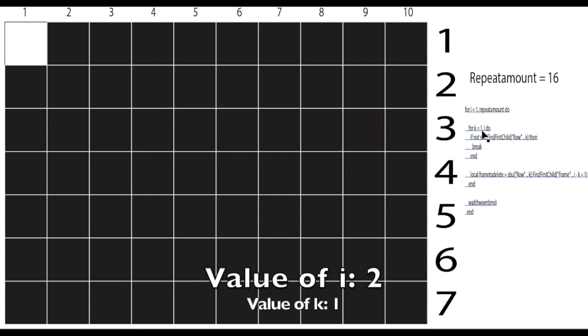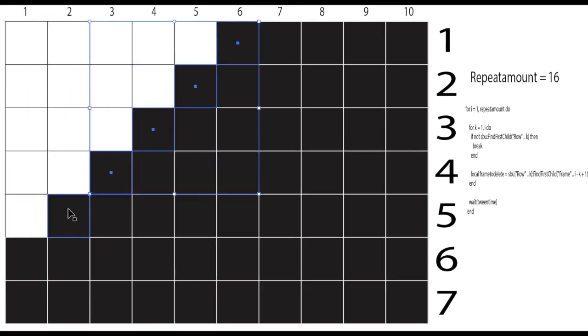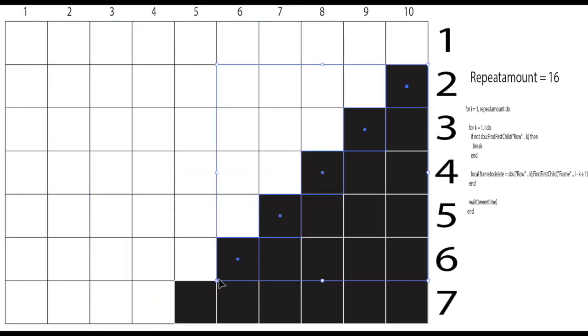So if I is 2, then k will increment 2 times. But first, k will initialize to be 1 at first. So there is a row 1, so that passes this conditional. And in row 1, we're looking for I minus k plus 1. Remember, if I is 2, k is 1, 2 minus 1 plus 1, that is going to be 2. So we're going to be looking for frame 2. And likewise, if we increment the value of k to be 2, well, there is a row 2, and if I is 2 and k is 2, so 2 minus 2 plus 1, we're looking for frame 1 in row 2. And this pattern will repeat so on and so forth, but that's basically how it works.